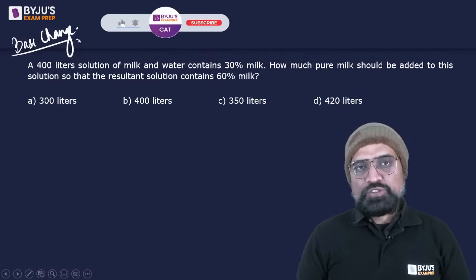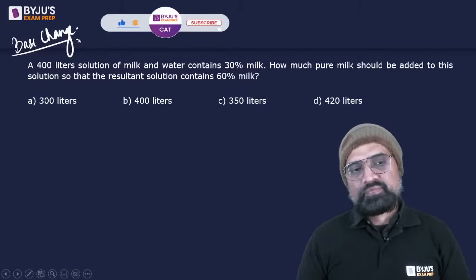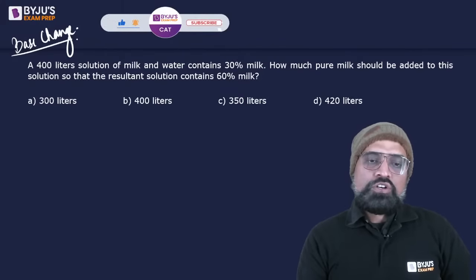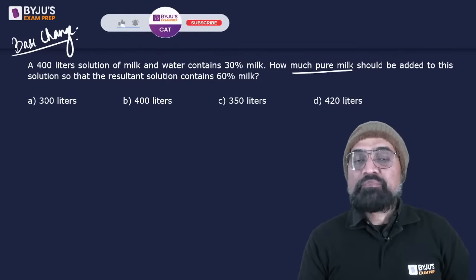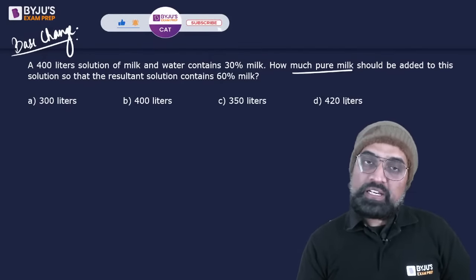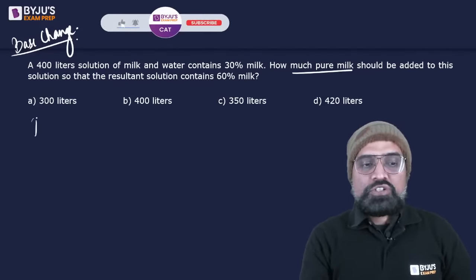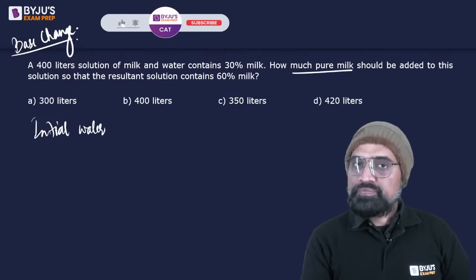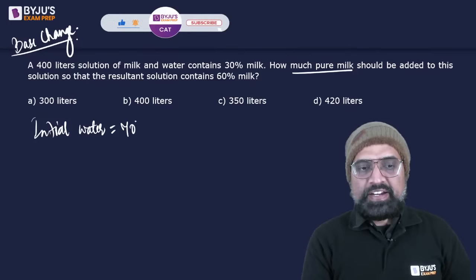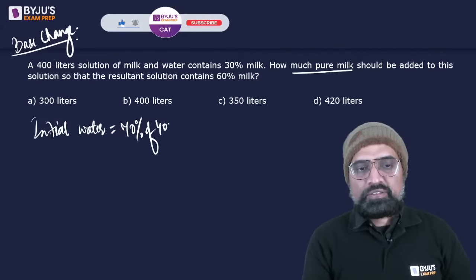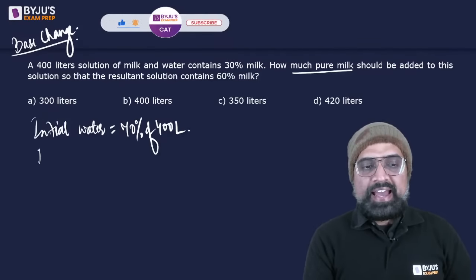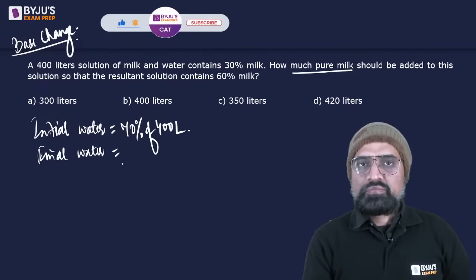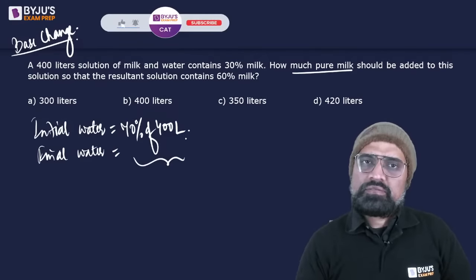There are many ways to solve this. So since we are adding milk, let's forget about milk. Let's talk about water. So what is the initial water volume? So can we say that is 70% of 400 liters? And what is the final water volume? Can I say itna hi rahega?